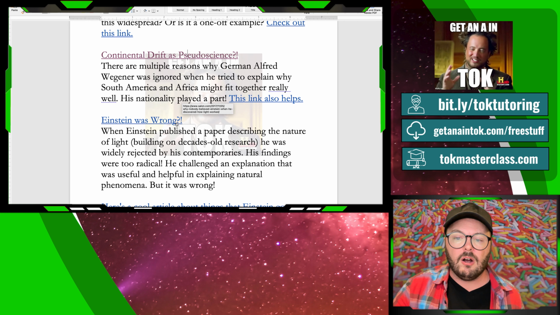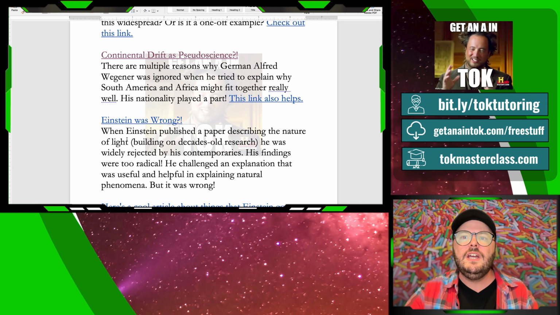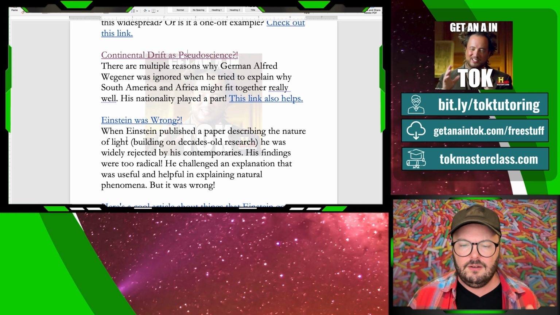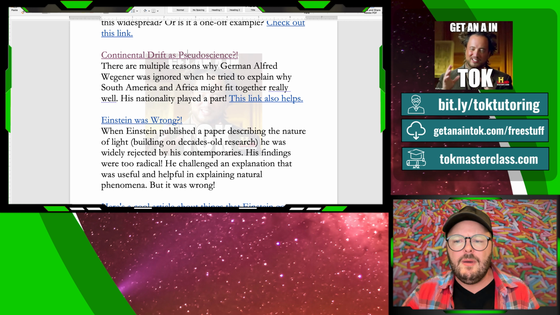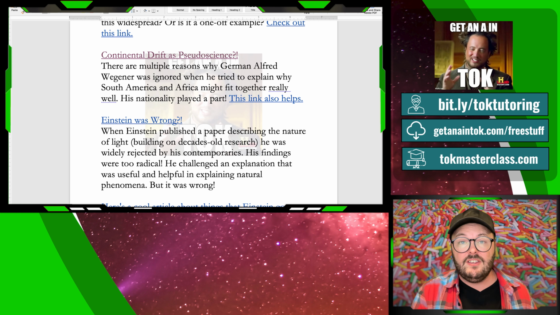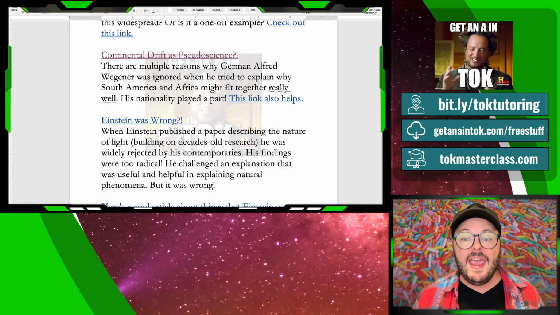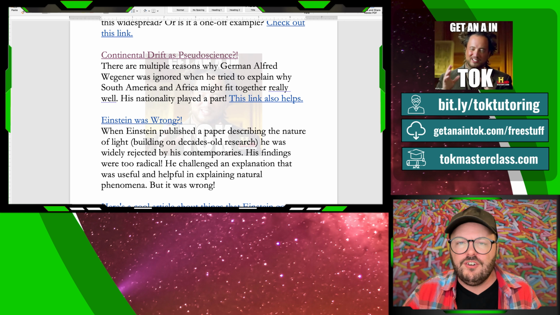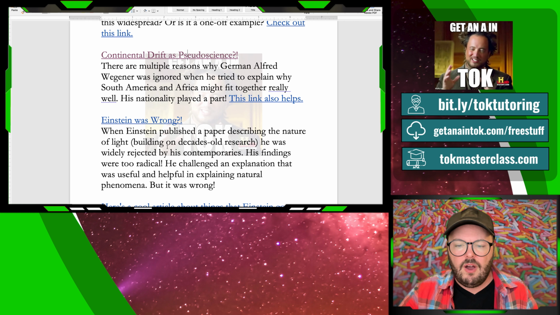Okay, this I actually got from a student, about people who thought that Einstein was wrong. So Einstein, really, really early in his career, he was still famous, but he wasn't Einstein yet. He wasn't an Oppenheimer. He published a paper describing the nature of light. And he said, based on things that were discovered in the 19th century, here's what light is made out of. And everybody rejected him. Everybody said he wasn't right. But they were totally wrong.